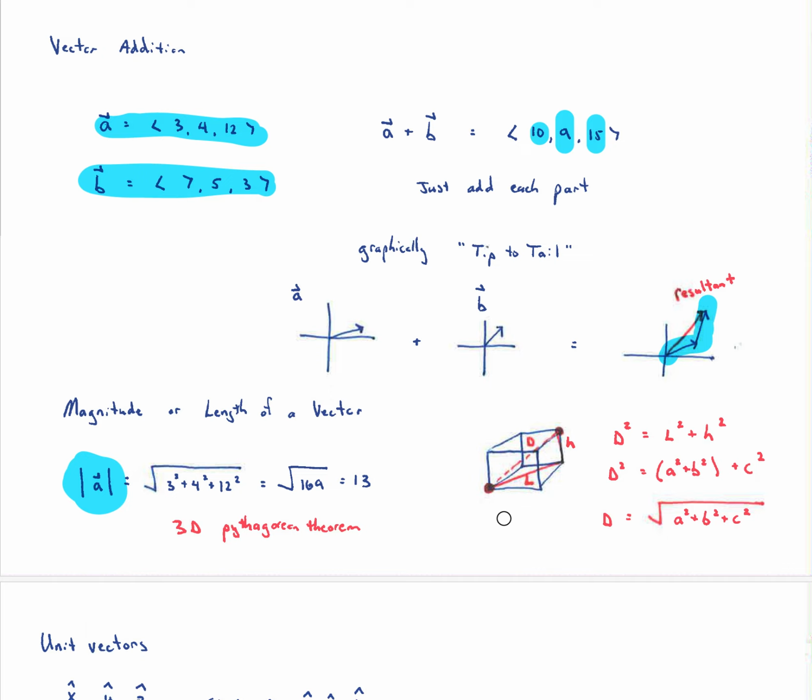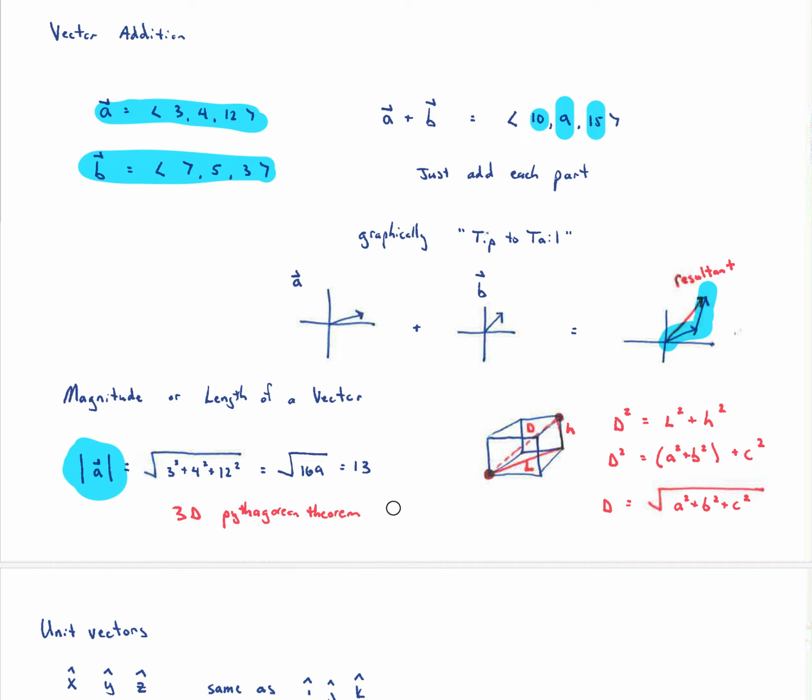So if you think about what this is saying, it's really just the 3D Pythagorean theorem if you want to find the length or the magnitude of vector A being 3, 4, 12. Okay, so think about this picture. If you have something that's a 3 by 4 by 12, that means you go 3 over, 4 up, and 12 depth. Well, think about the bottom of this box.